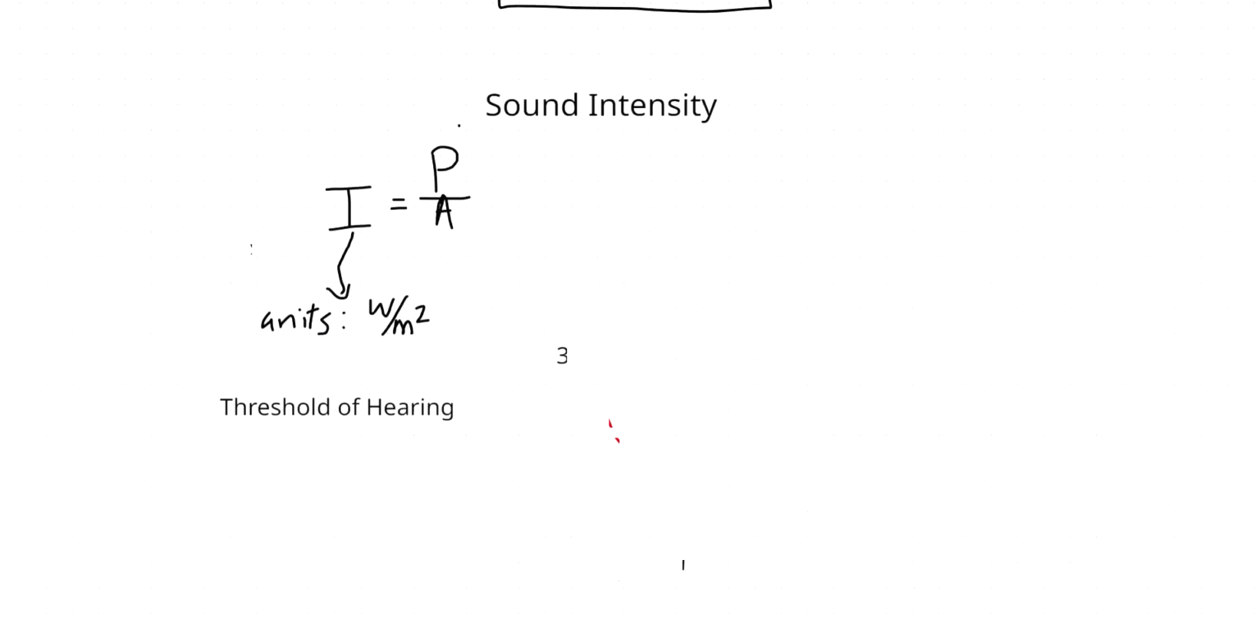And the threshold of hearing is basically the softest sound that you can make out. Any less intense of a sound, and there's not enough power there for you to hear it. It's imperceptibly quiet. The threshold of hearing, we're going to call it I naught. The smallest intensity sound that you can hear is 1 times 10 to the negative 12 watts per meter squared. And that number is going to come into play in just a little bit.